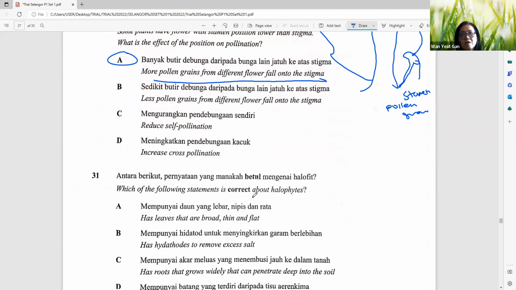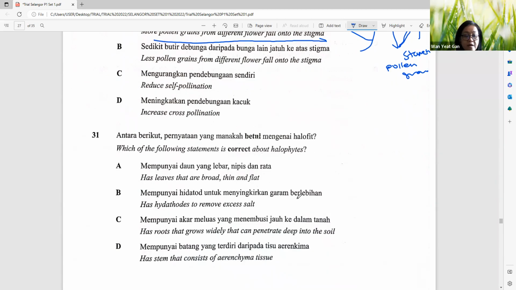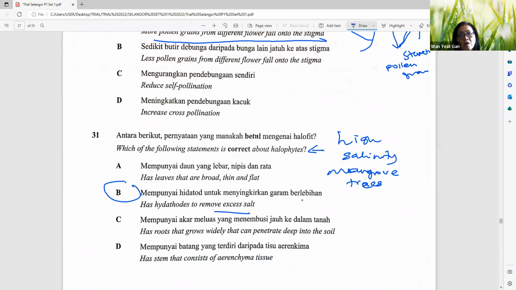Which of the following statements is true about halophytes? Now, halophytes are plants that grow in swampy areas with high salinity. This includes the mangrove trees. Mangrove trees live in swampy areas that have very high salinity in the soil. So to adapt to this condition, usually these plants have adaptations to remove the excess salt. Okay.